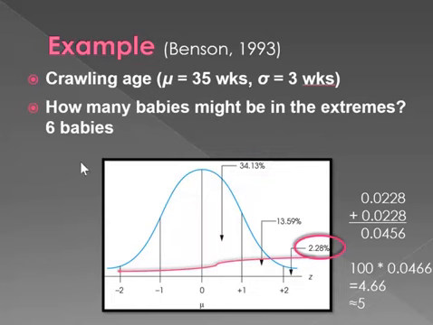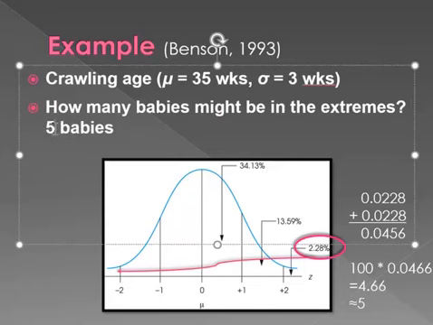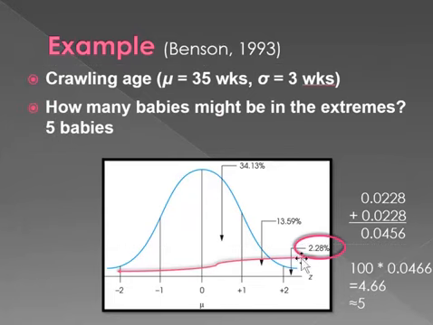How many babies might be in the extreme? This is wrong. It would be 5, right? Why? Because the extremes are anything above 2 standard deviations or below -2 standard deviations. And we know here that represents 2.28%, right? These values that are in the tail. So again, we can convert it to a percentage, and we have to add both of these tails together.